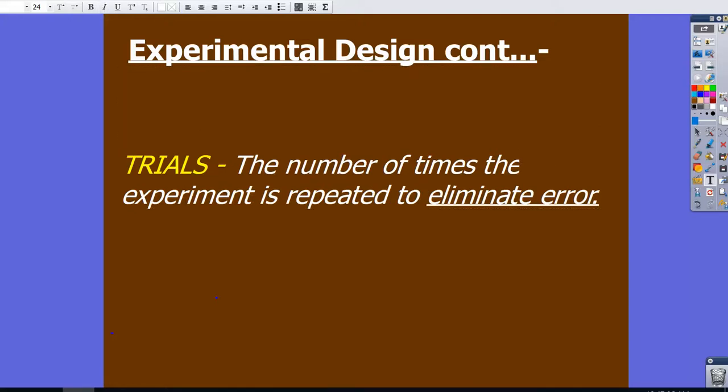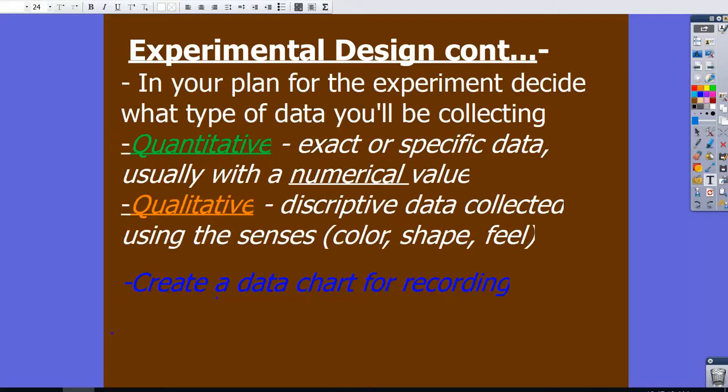So after you've conducted your experiment multiple times, done multiple trials to eliminate the error, you've got your data collected, and your data can be in one of two types. You have quantitative data. This is numerical data. It just has a number related to it. You can remember quantitative with an N is numerical. Qualitative is descriptive data. We always want to get quantitative data whenever possible, but sometimes that's not possible.